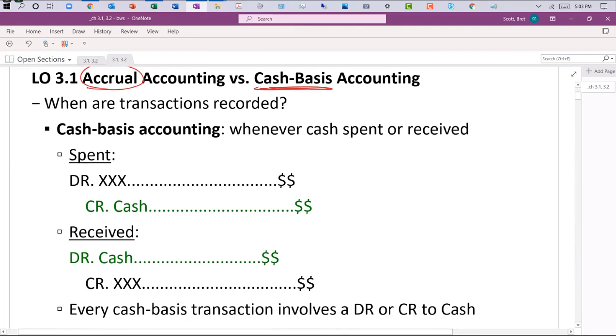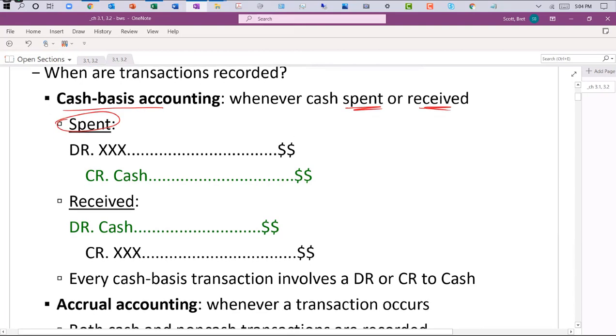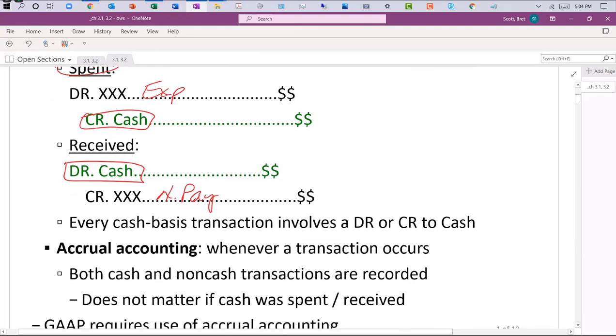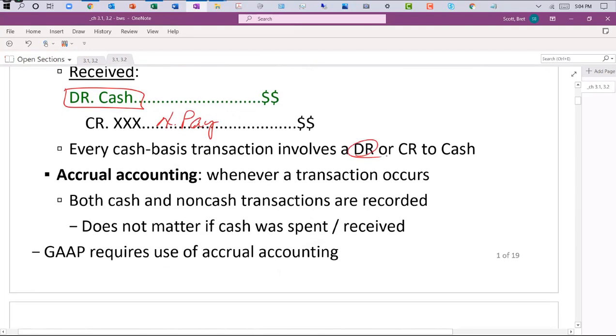So to give you an idea, cash basis accounting, we record transactions whenever cash is spent or received. So if we're talking about cash that is spent, we would record a journal entry that credited cash and debited, say, some type of an expense. If we recorded a transaction where cash was received, we would debit cash and record whatever the credit may be, such as maybe it's a note payable because we borrowed cash. Either way, the only time we record a journal entry is when cash is spent or received. So there will always be, under cash basis accounting, a debit or a credit to cash.